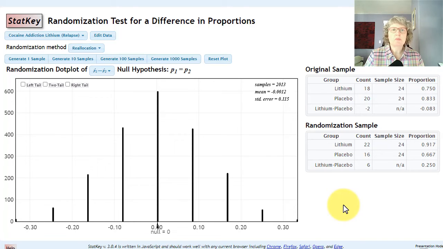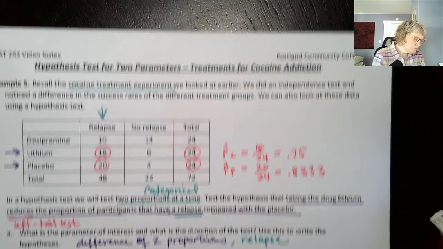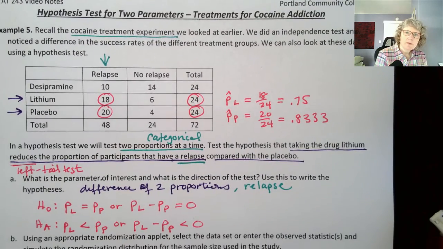And now we want to put in our p-value, okay? So our test statistic, which I had written on the notes, I just didn't subtract them yet. We did the 18 out of 24 and the 20 out of 24, and we got 0.75 and 0.833. When we subtract the two, we get a negative 0.083. Okay, so I'll write that back on the notes. Let me just do that right now real quick.